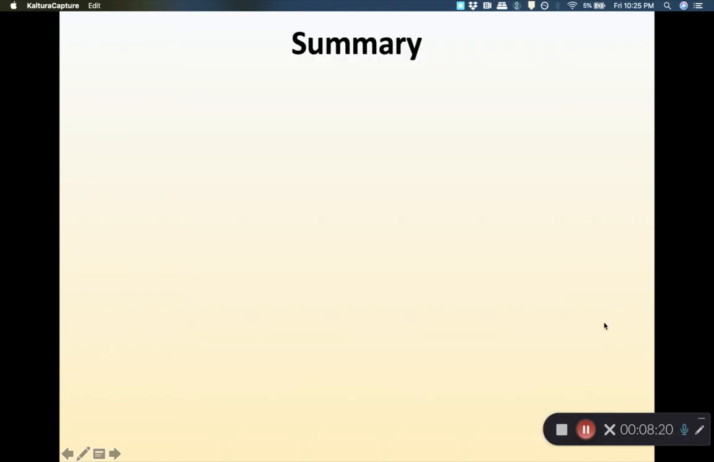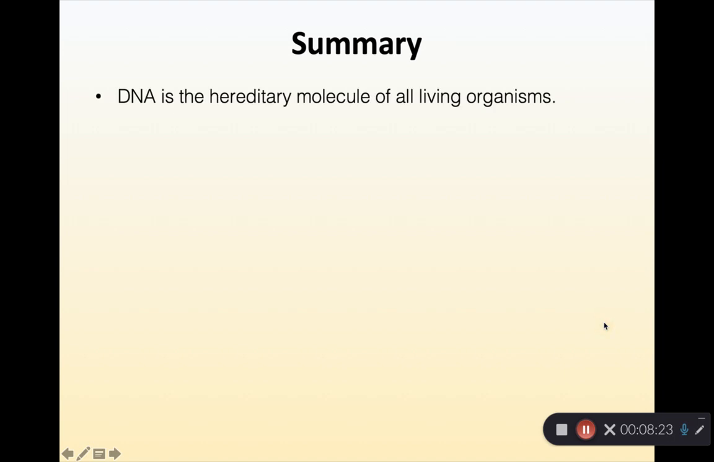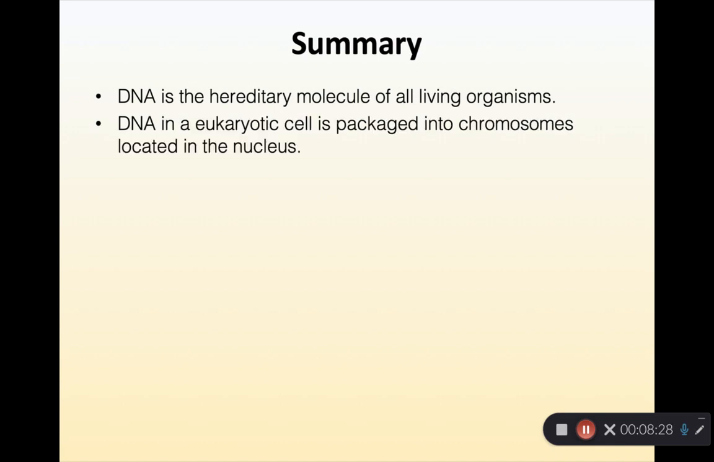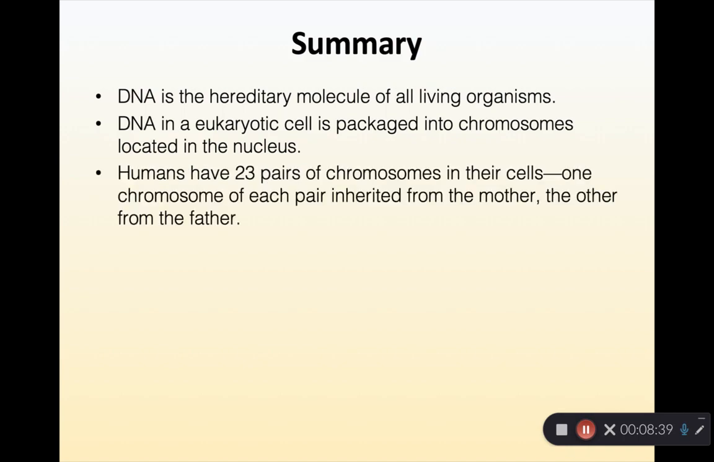So in summary for this section, first of all, we know that DNA is a hereditary molecule that is in all living organisms. And we know that DNA is packaged into chromosomes, and those chromosomes are located in the nucleus, at least in eukaryotic cells. We also learned that humans have 23 pairs of chromosomes in their cells, where one chromosome is inherited from each of two gene sources, quote unquote, mother and father, but again, this can be whatever gene source.